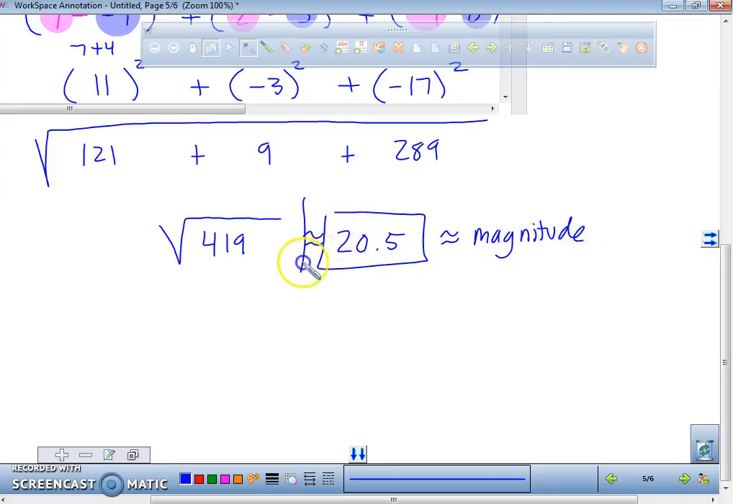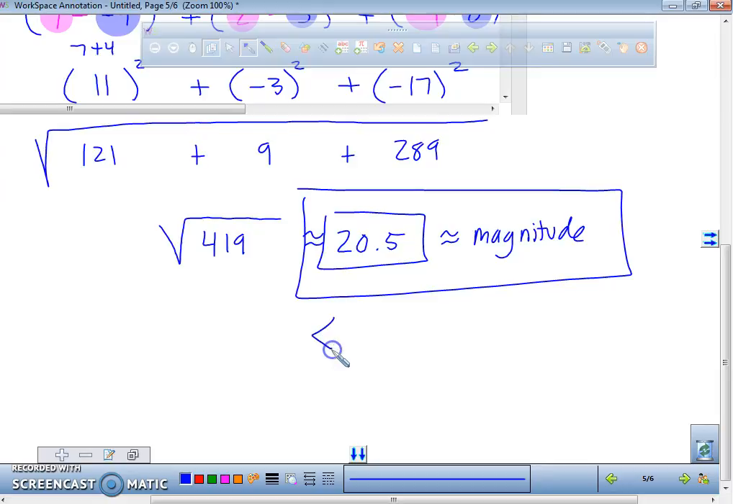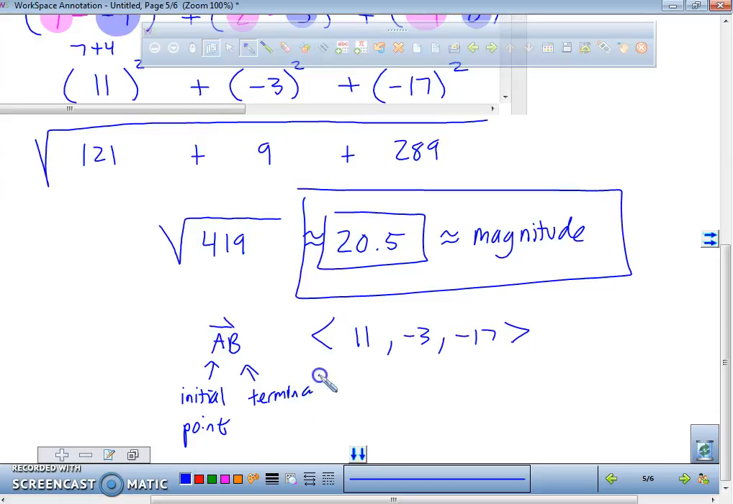So we have two answers. It asks for what is the magnitude. We have that. And it also asks, if you look at the bold, it says write the ordered triple that represents vector AB. Well, what is the ordered triple that represents vector AB? 11, comma, -3, comma, -17. A is where we started. B is where we finished. This is the initial point. This is the terminal point. So in your journal, if you want to put, this is the initial point, write it down. This right here, you could say, is the terminal point. And I believe our video is terminating right now.